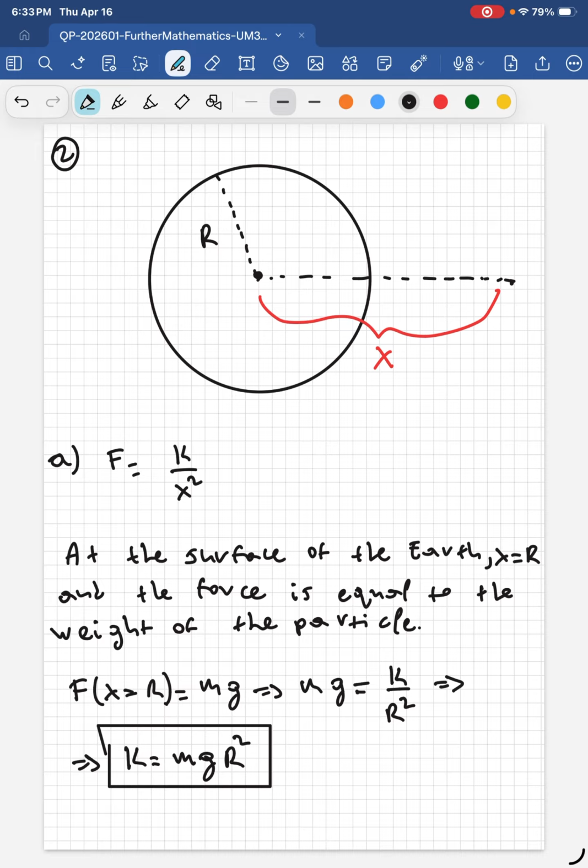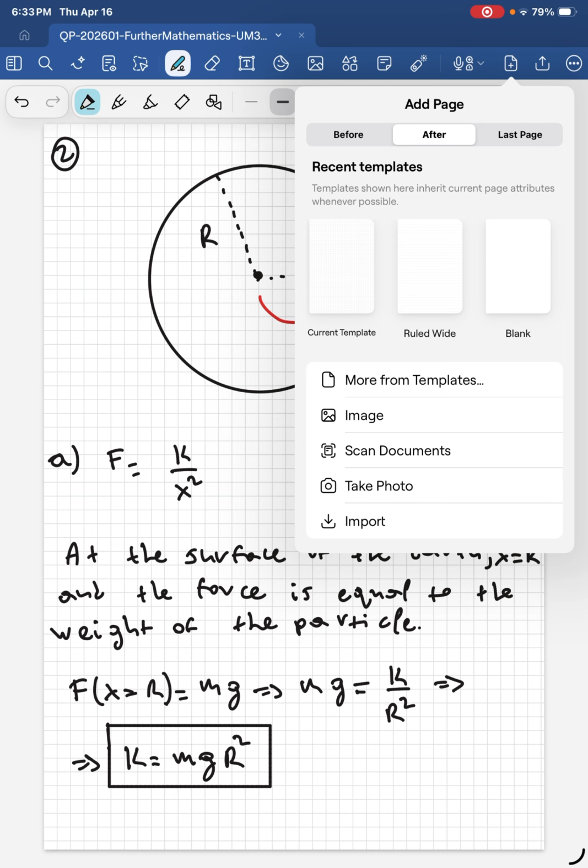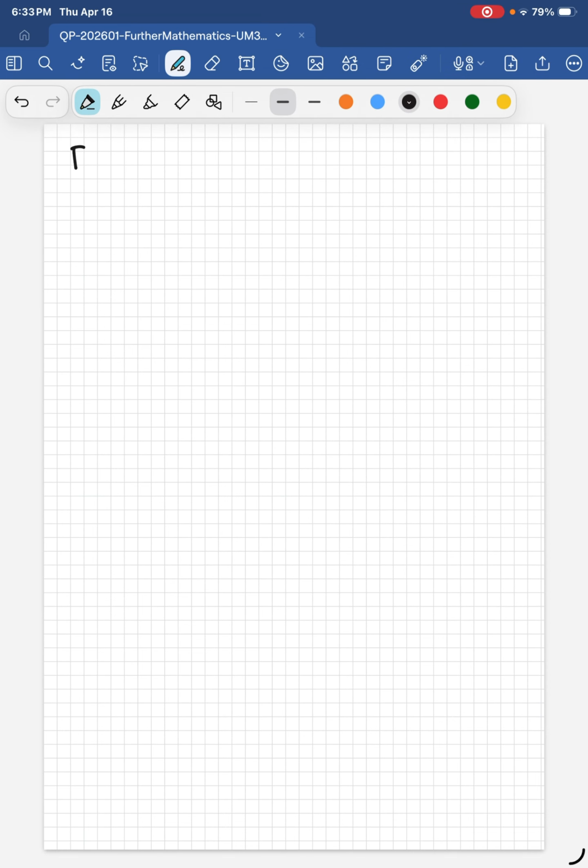I was supposed to make a box. I don't know how the iPad came up with this shape. Let me fix it. Okay, good. So part A is done. Let's use another clean page. We now know that the force is m g r squared over x squared. So we made some progress towards solving this problem.